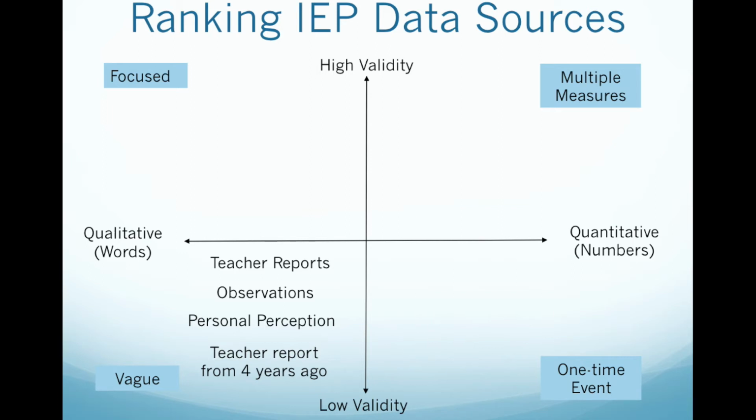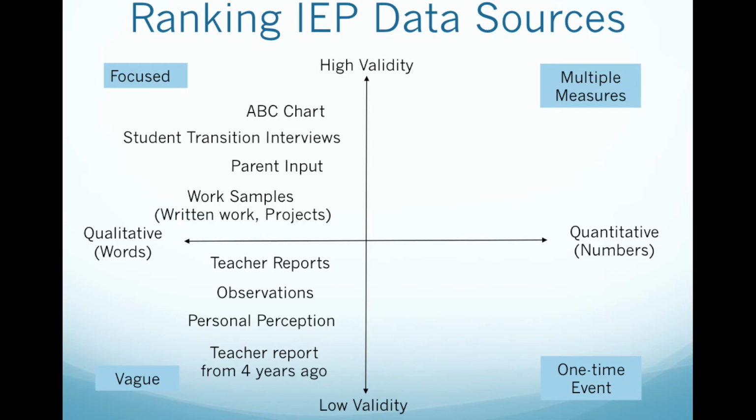our personal perceptions, also biased, and teacher reports. It doesn't mean that we should not use these data sources, but this should not be the only data we're using to write our IEP. Instead, we should try to pull in student work samples, especially if they're written work or projects, input from parents, and input from student transition interviews if you're working with a transition age student. You can also use an ABC chart, which is a behavior monitoring chart, and we'll talk about that more in a future module.